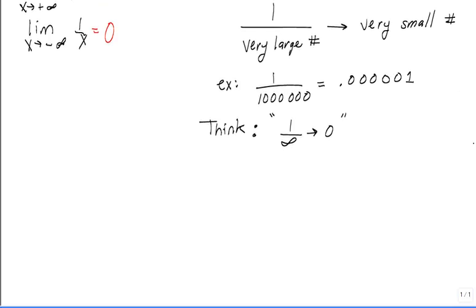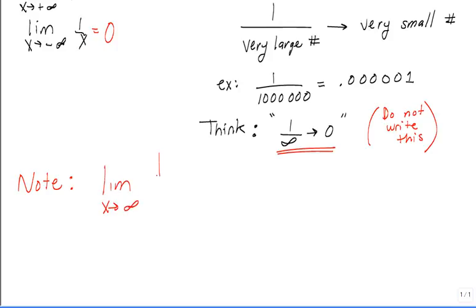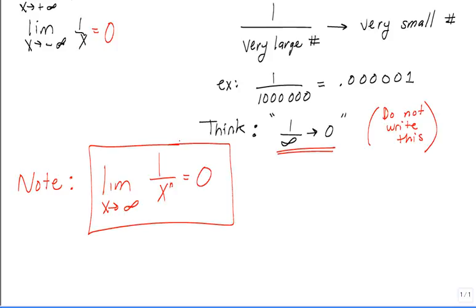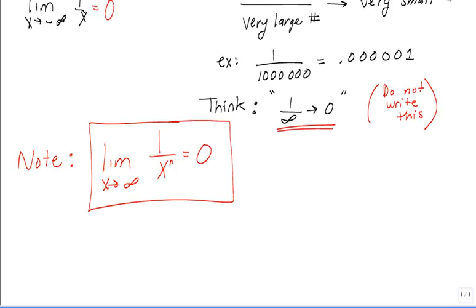And the opposite is true. 1 over a very small number is a very large number, because, again, you're taking the reciprocal. Also, note, but again, I don't want to see that written. That's not something you write, because infinity is not a number. That's what you should think, though. Note that any time x is raised to a power and it's in the denominator, that's going to be 0. So that's an important thing to remember in this section.